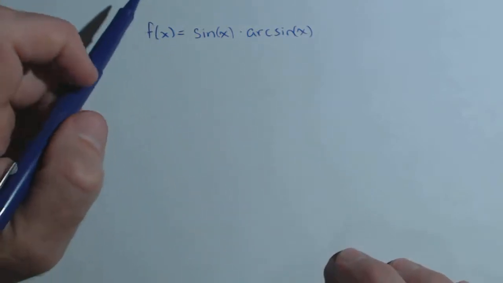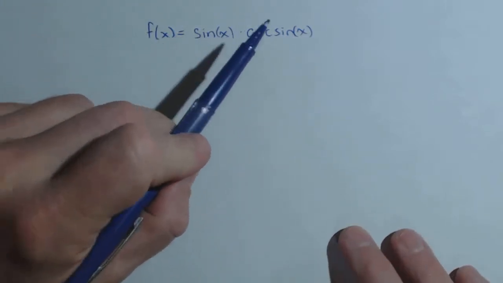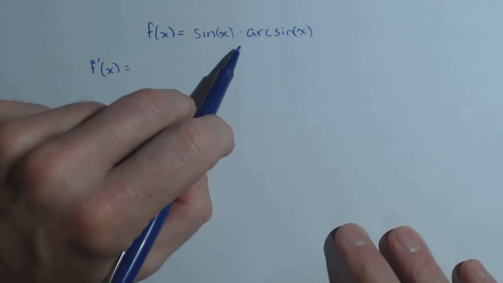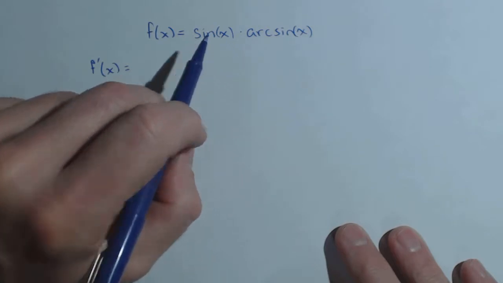In this video, we're going to find the first couple derivatives of the function sine of x times arcsine of x. So let's start with f prime of x. And the overall structure of this function is a product. So this will be a product rule.